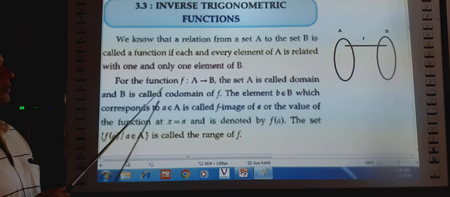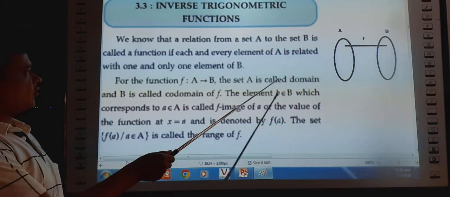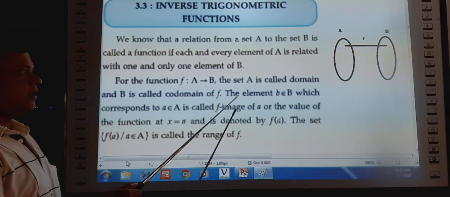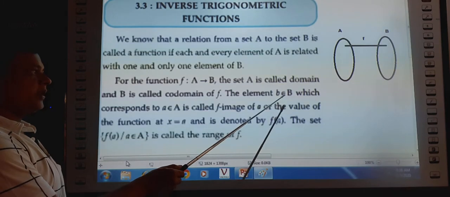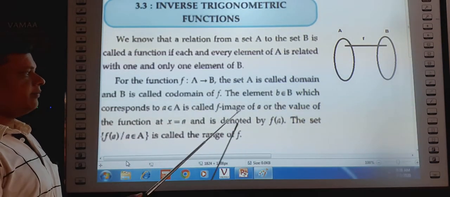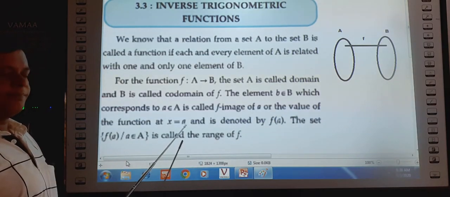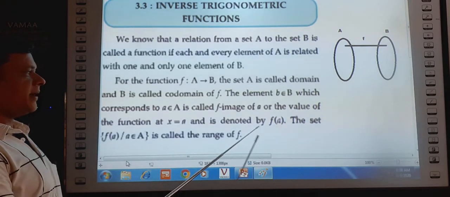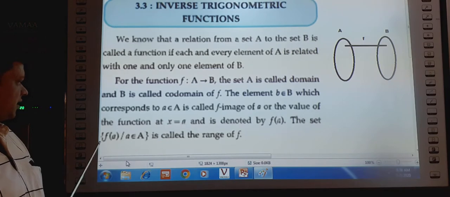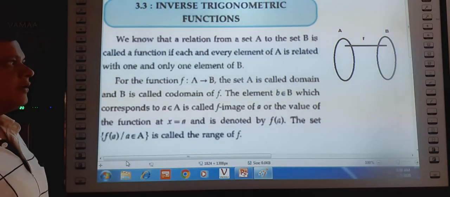For the function f from A to B, the set A is called the domain and B is called the codomain of f. The element b belongs to B, which corresponds to a belongs to A, is called the f-image of a, or the value of the function at x equals a, and is denoted by f(a). The set of f(a) such that a belongs to A is called the range of f.